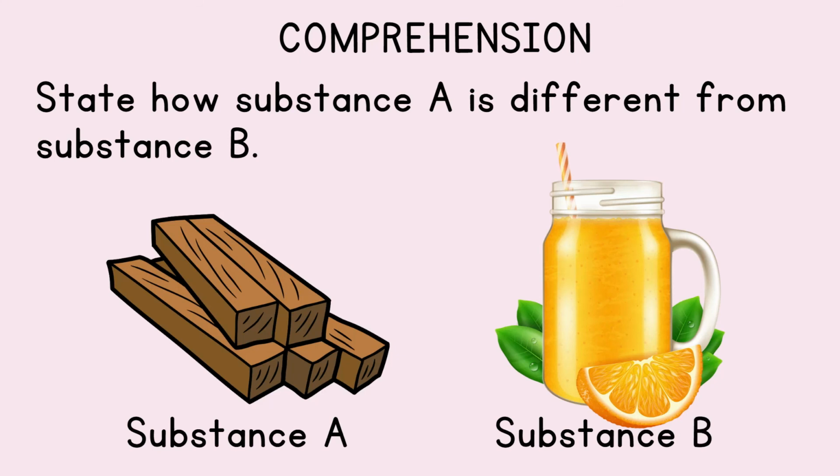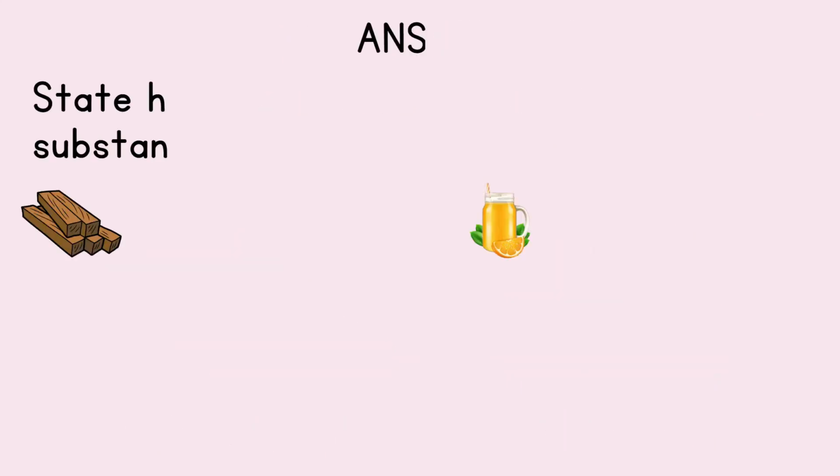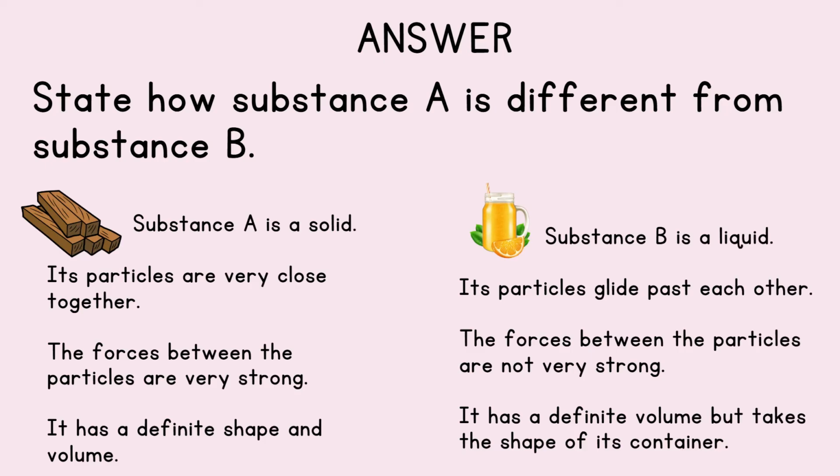Comprehension. State how substance A is different from substance B. Substance A is a solid. Its particles are very close together. The forces between the particles are very strong, and it has a definite shape and volume. While substance B is a liquid, its particles glide past each other. The forces between the particles are not very strong, and it has a definite volume, but it takes the shape of its container.